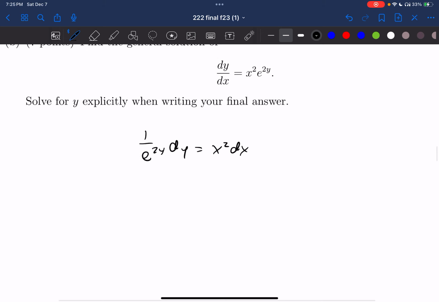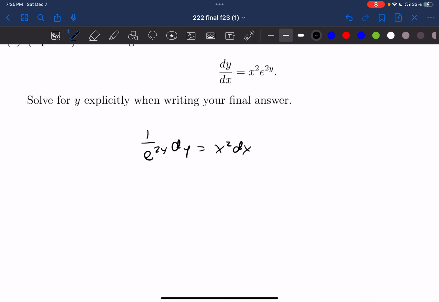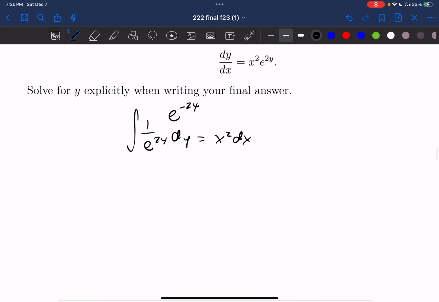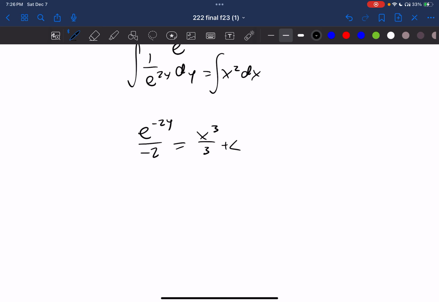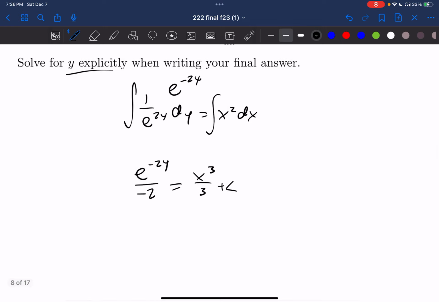Now that we have this, we can just integrate it. It's pretty basic here. You can rewrite 1 over e to the 2y as e to the negative 2y. Now integrating both sides, we're going to end up with e to the negative 2y divided by negative 2 will be equal to x to the third power divided by 3 plus c. It says solve for y, so we need to solve for y here.